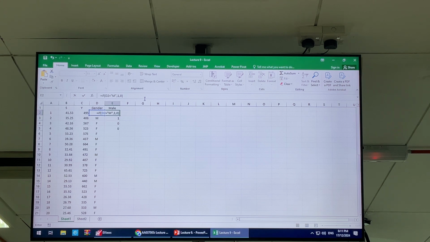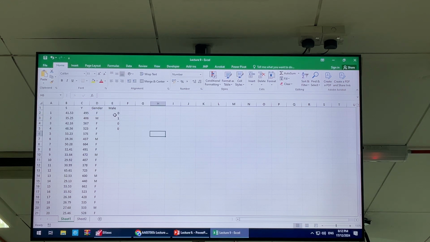If you have data in Excel like this, then you can use the function. You put IF the value in that column equals M, then you assign 1. If not, you assign 0. So if equal to M, 1. If not equal to M, 0. Okay.